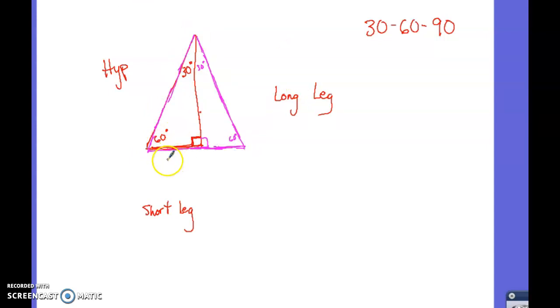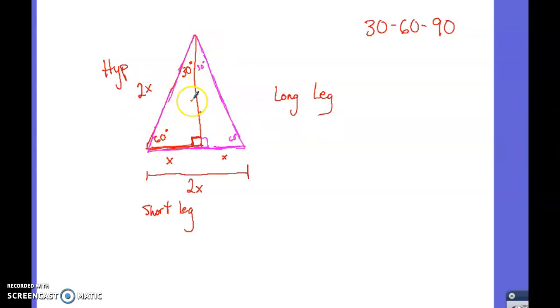Okay, well, let's say we knew the short leg was x. Well, that means over here must also be x. So what's the total length of the side? 2x. Now remember, all three of these angles are 60 degrees. So this must be an equilateral triangle, which means the hypotenuse must be 2x as well.